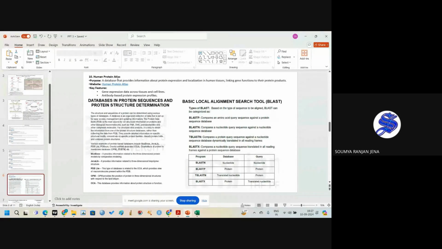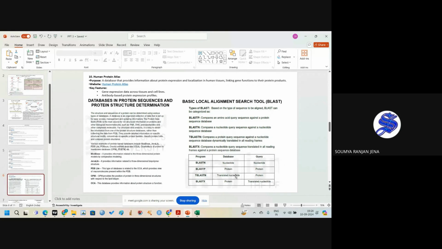Then here we described human protein, the Human Protein Atlas, and also the different databases for protein sequence and protein structure determination. And here is the Basic Local Alignment Search Tool, that is BLAST, different BLASTs. BLASTN is for nucleotide databases, and the query is also nucleotide. This is BLASTP, that is database only for protein, and here also you can give the protein query. Here TBLASTN, the database is only for nucleotide, but you can put your query in protein and it will give rise to the nucleotide bases.